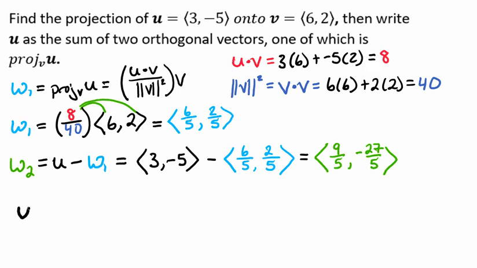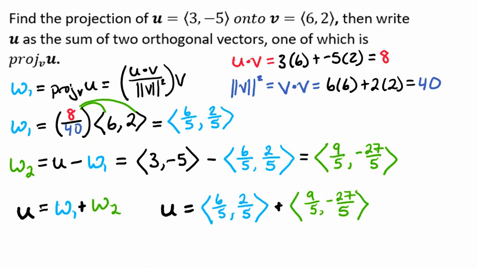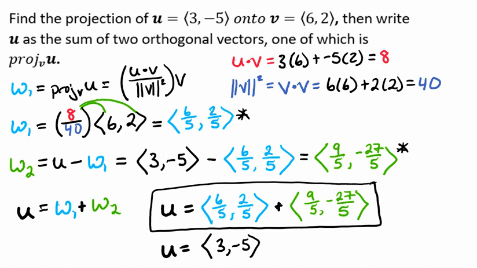And so we can write that our vector u, which we know is made up of W1 and W2 summed together, we can now write as 6/5, 2/5 plus 9/5, negative 27/5. And if we work that out, we could check our answer, and we would see that this would give us that u is the components 3 and negative 5. And so here we found each of our different components here and here. And then here we've written our vector u as the sum of two orthogonal vectors, one of which was the projection of u onto v.